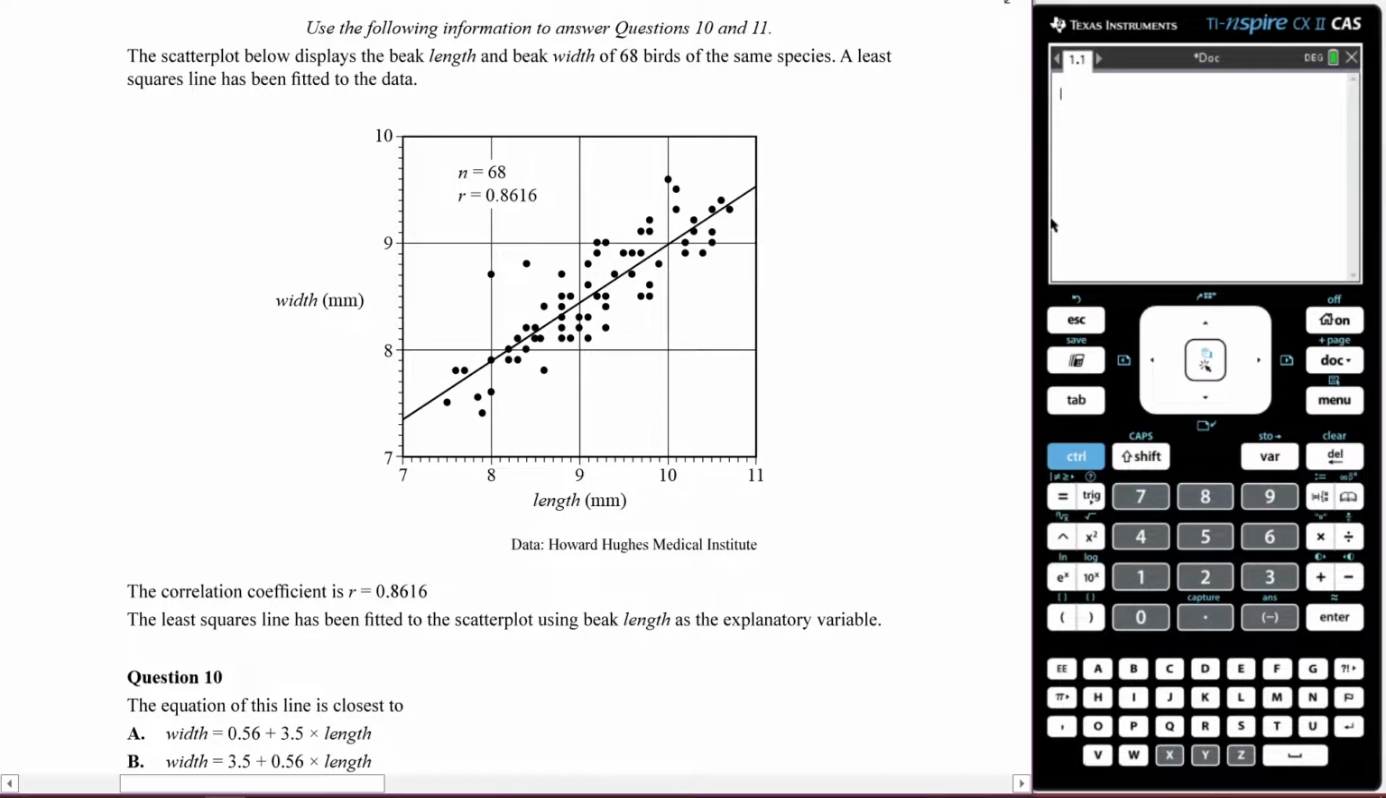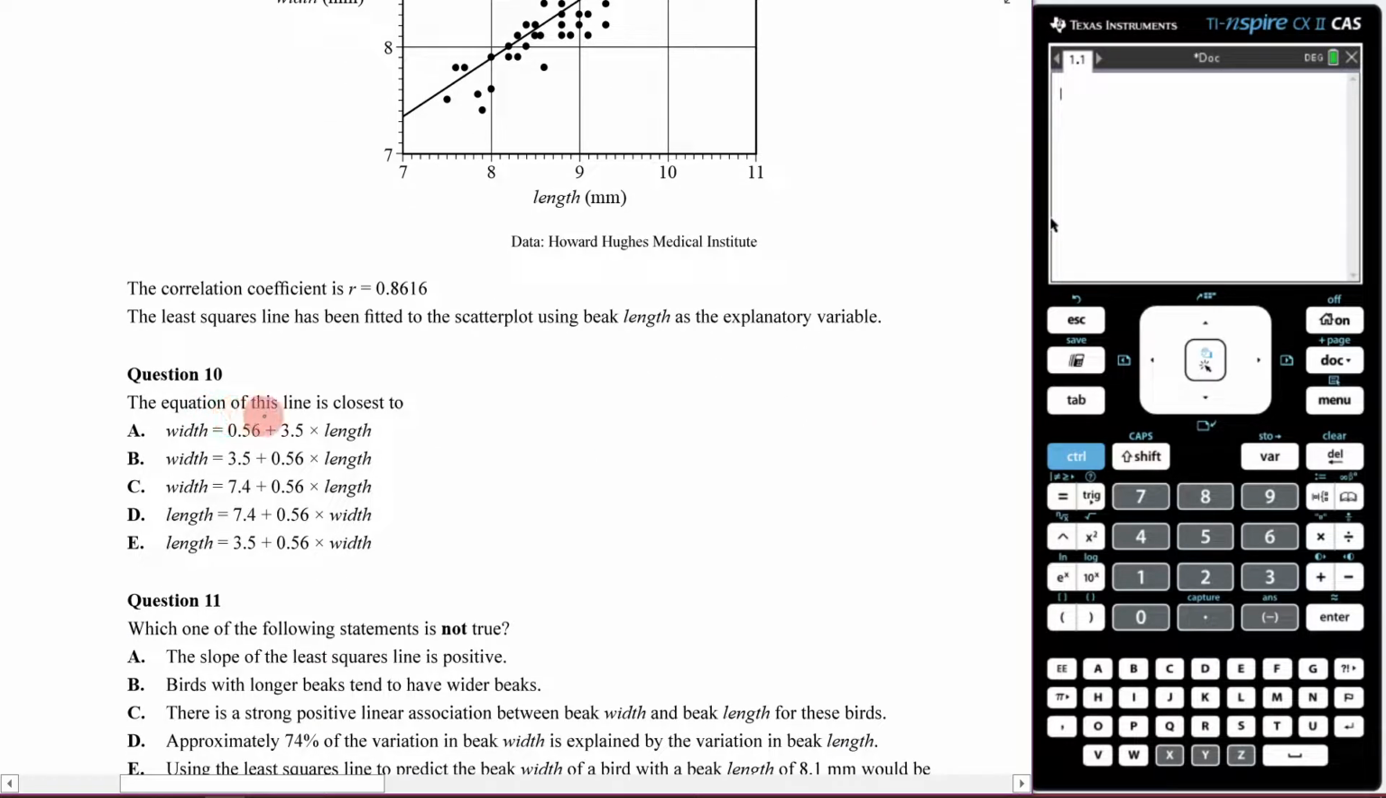Let's answer this question before us. It says, the scatter plot below displays the beak length and beak width of 68 birds of the same species. A least squared line has been fitted to the data. So here it is. The correlation coefficient r is equal to that, and the least squared line has been fitted to the scatter plot using beak length as the explanatory variable. Now it says the equation of the line is closest to which of these?